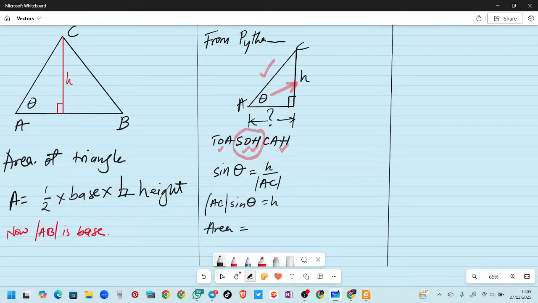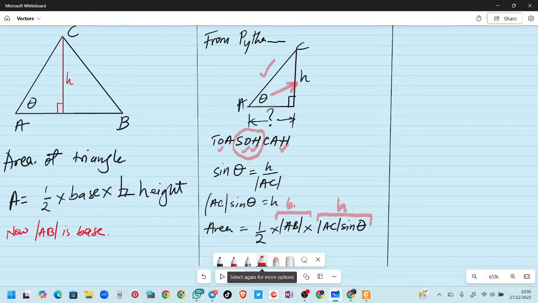So area of what? The triangle now becomes half base. Now we know the base is where the height is sitting on. That is A, times height. But now your height is now what? Something else. AC sine theta. So it becomes AC sine what? Theta. Okay. So everything here is the same as your what? Half base height. This is your height. This alone is your base. Are we okay?